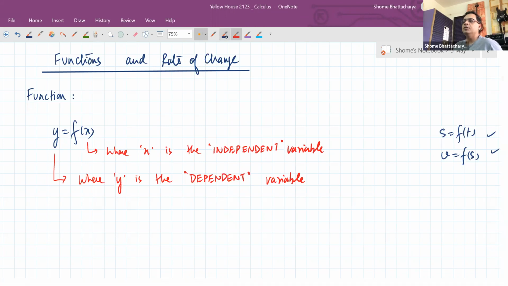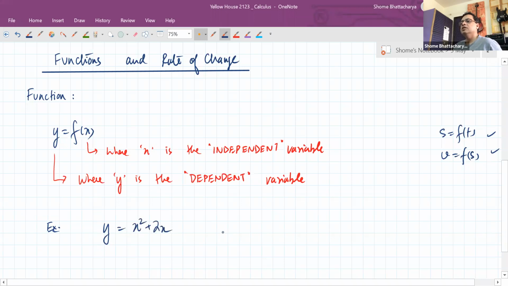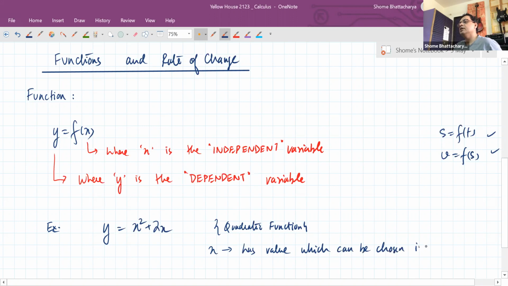For example, I might take a function like y is equal to x square plus 2x. This is an example of what we call a quadratic function, a special type of function which is a polynomial with maximum power of x, or degree, equal to 2. So here x's value is independent. X has a value which can be chosen independently.